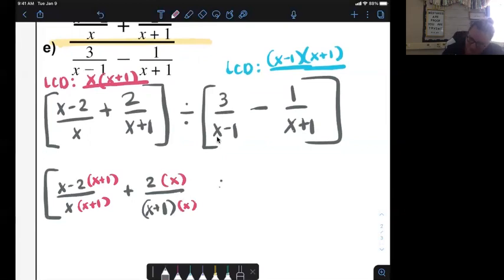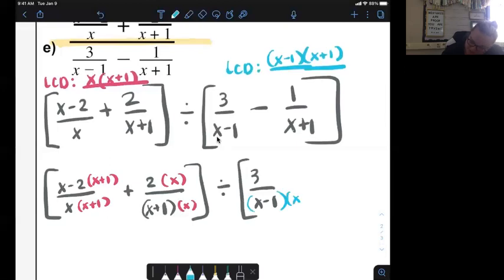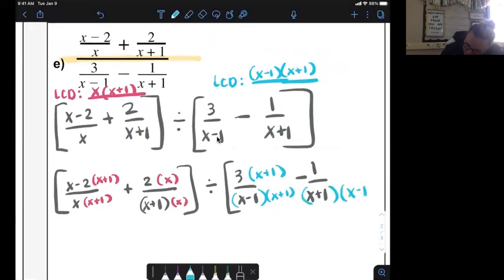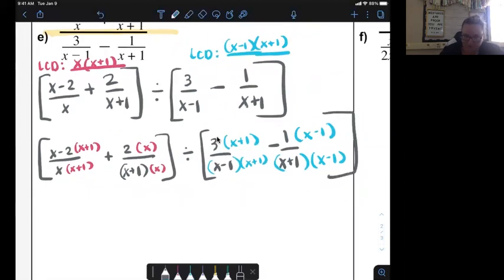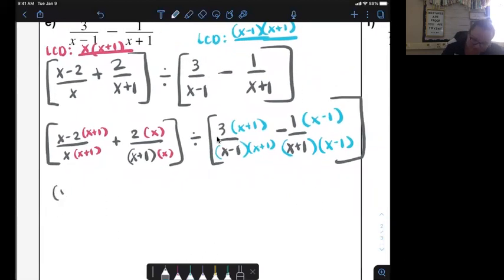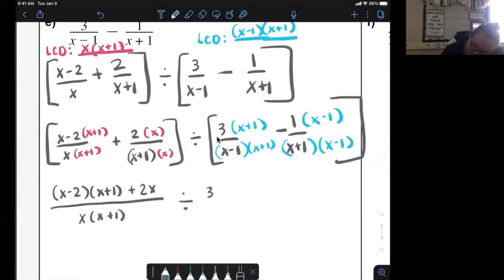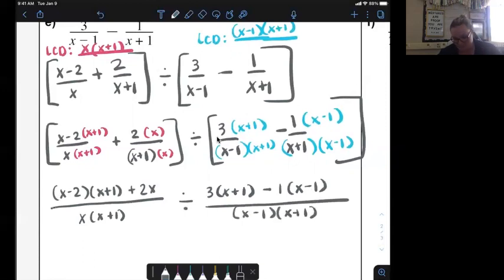Then divided by, still got our brackets. 3 over x minus 1 is missing the x plus 1. Put that in parentheses, multiply it by x plus 1. Then minus 1 over x plus 1 is missing the x minus 1. Get that bracket back. All right, so (x minus 2) times (x plus 1) plus 2 times x all over x times (x plus 1), divided by 3 times (x plus 1) minus 1 times (x minus 1) all over (x minus 1) times (x plus 1). All right.